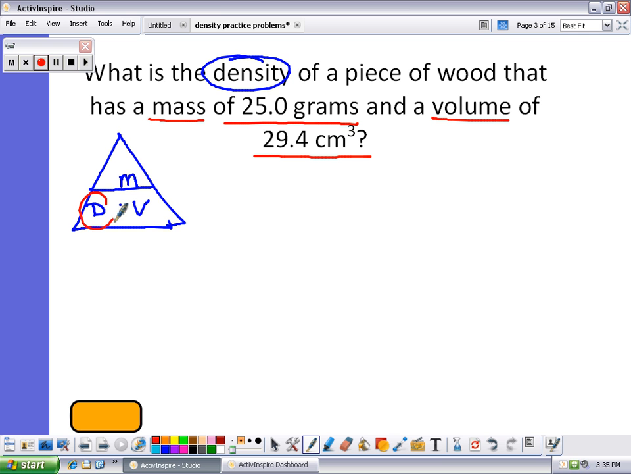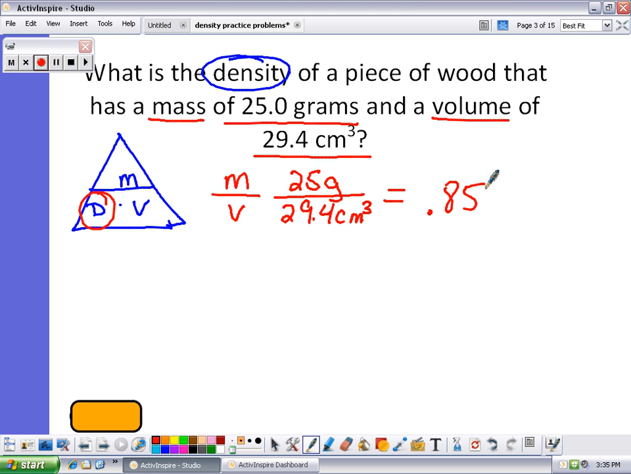So we're looking for density, which is mass over volume. Our mass, 25 grams, over our volume, which is 29.4 cubic centimeters, gives us the answer of 0.85 grams per cubic centimeter. Anytime you solve for density, you're using both the units that are given for mass and volume in your answer.